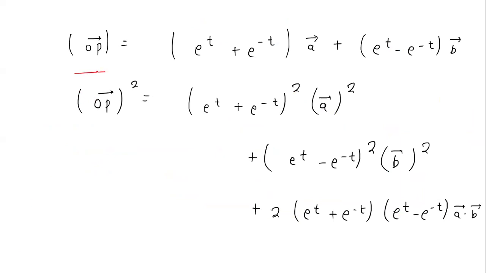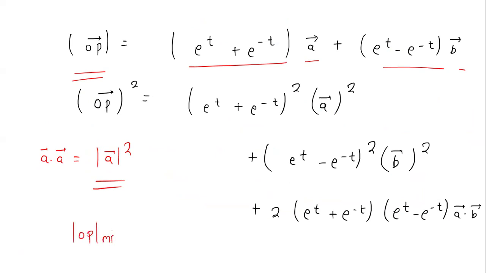First of all, OP vector is given in this form: e power t plus e power minus t multiplied by A vector, plus e power t minus e power minus t multiplied by B vector. We know that if we have some vector A and multiply it by the same vector A, we get the length of vector A squared. So to find the minimum length of this OP vector, we can multiply OP vector by OP vector, and we will get OP vector whole square, which is the length of OP vector squared. So these two are the same.